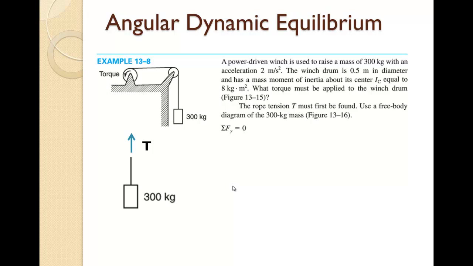So we have the tension in the cable, and then we have the weight component, which goes at 300 times 9.81 equals 2943 newtons. Now, where the error is that it says that a power-driven winch is used to raise the mass. So the net change in direction of that 300 kilogram mass is to go up.